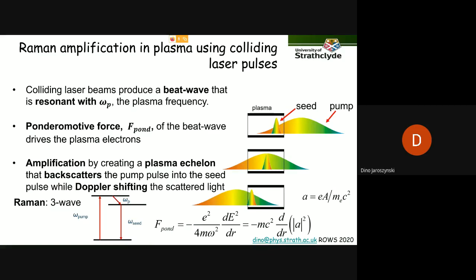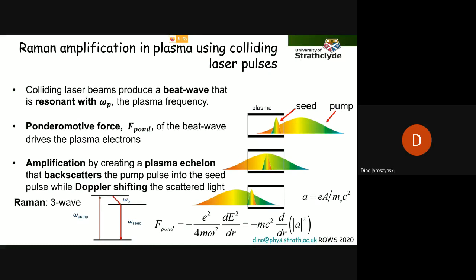Because these intensities are quite high, the ponderomotive force of the beat wave, which has a periodicity of half the wavelength, and this is also a traveling wave. If the frequencies are not matched, if the pump and the seed have different frequencies, then you have a traveling wave, and the ponderomotive force of this traveling wave is proportional to the rate of the differential of the intensity. So this is a very strong force, and forces the electrons out of the high intensity regions to make a plasma echelon, a Bragg scattering structure. And this Bragg structure can then backscatter one of the waves into the other wave.